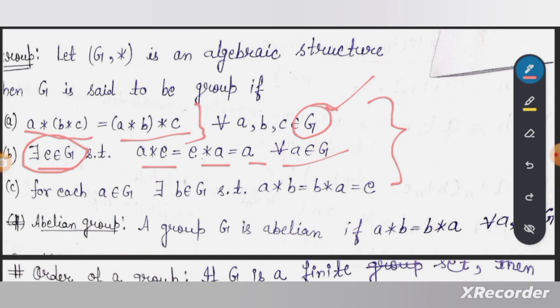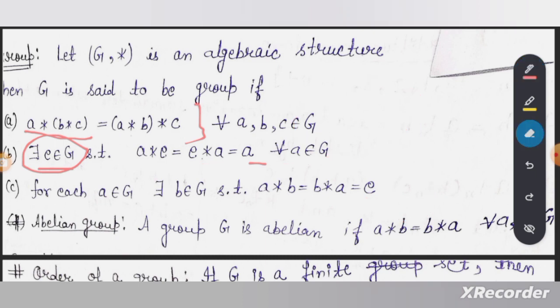Now third property is existence of inverse. If for each A belonging to G there exists B belonging to G such that A star B equal to B star A equal to E, then we say inverse of each element of G exists in G. So if these properties are satisfying for an algebraic structure G under star, then we say that G is a group. Now what is abelian group?